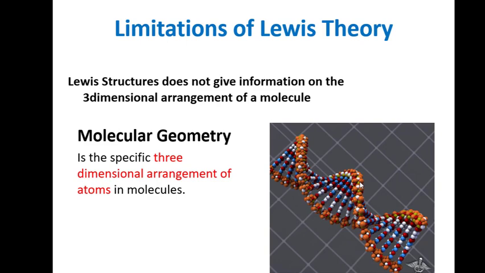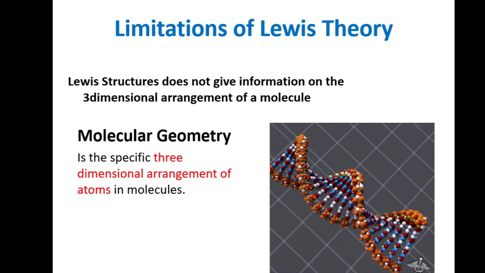Lewis theories that we use for building Lewis structures do not give information on the three-dimensional arrangement of a molecule, that is, how the atoms are disposed in three dimensions. And that is called the molecular geometry.